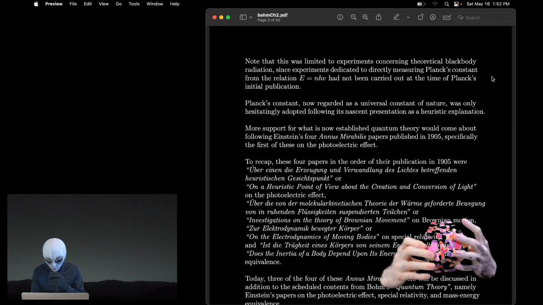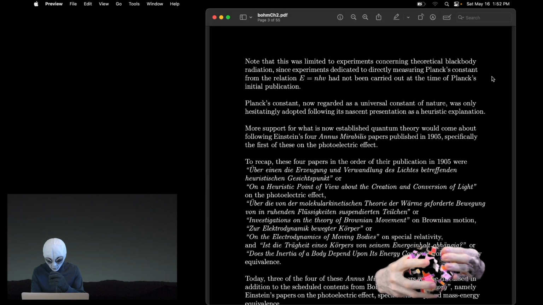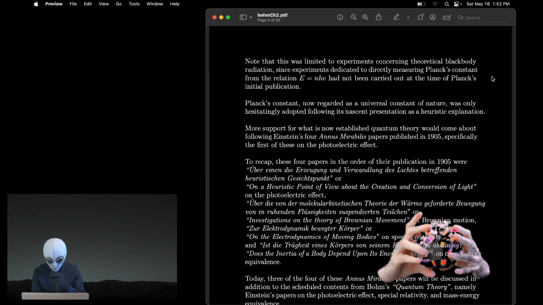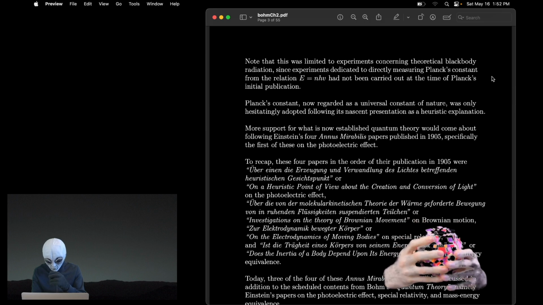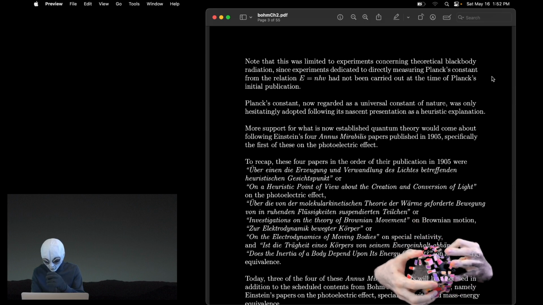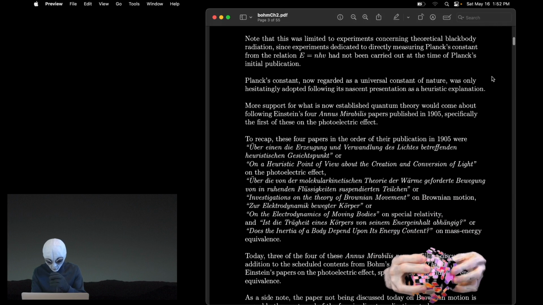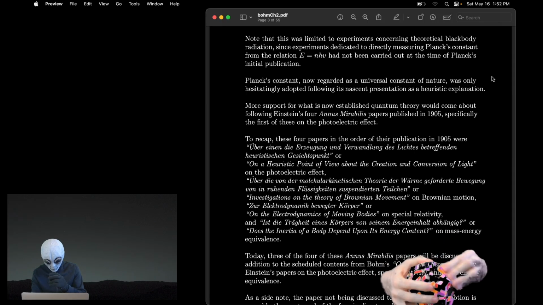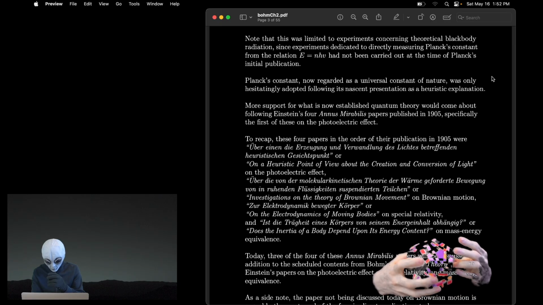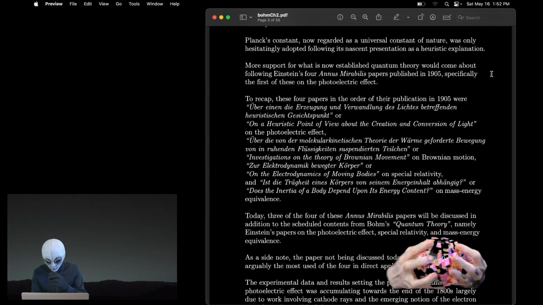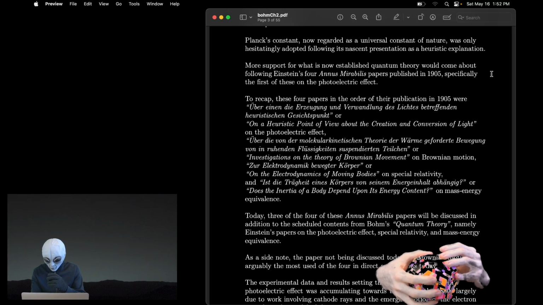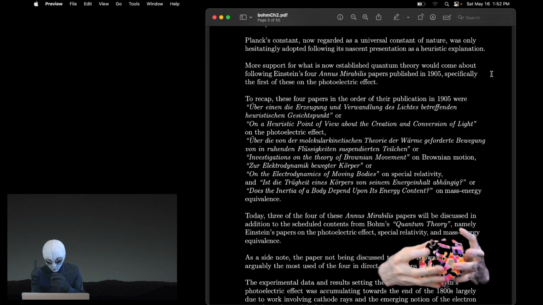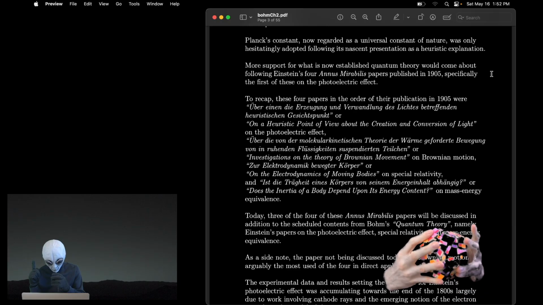Note that this is limited to experiments concerning theoretical black-body radiation, since experiments dedicated to directly measuring Planck's constant from the relation E = nhν had not been carried out at the time of Planck's initial publication. Planck's constant, now regarded as a universal constant of nature, was only hesitatingly adopted following its nascent presentation as a heuristic explanation. More support for what is now established quantum theory would come about following Einstein's four annus mirabilis papers published in 1905, specifically the first of these on the photoelectric effect.